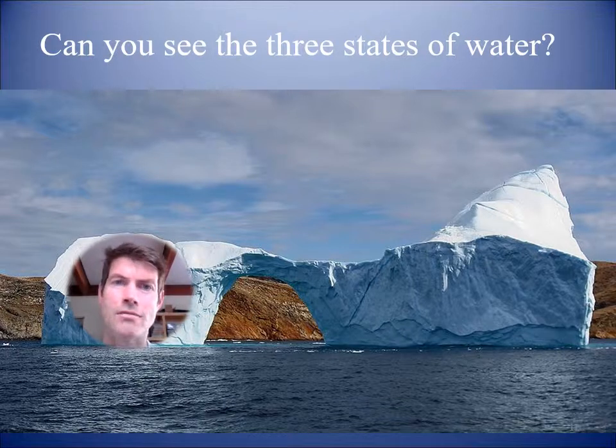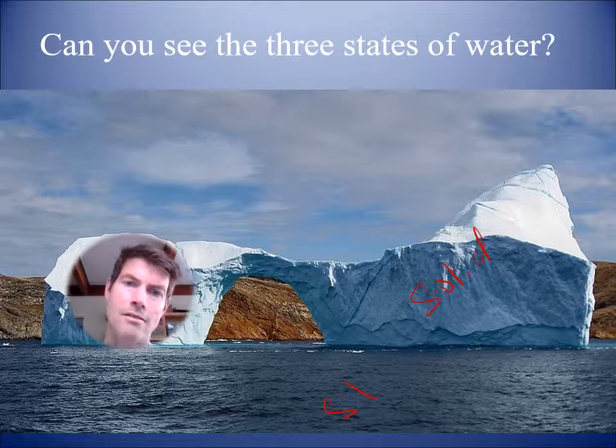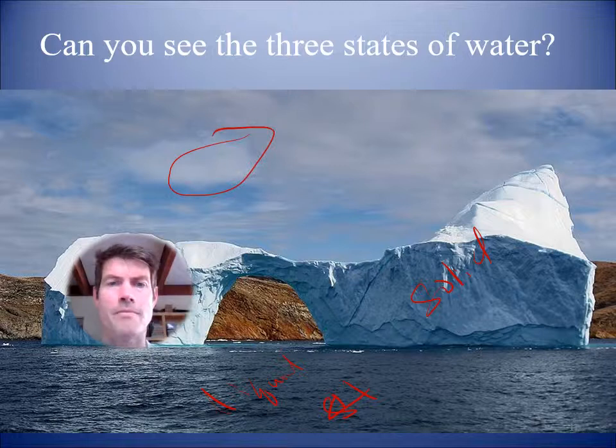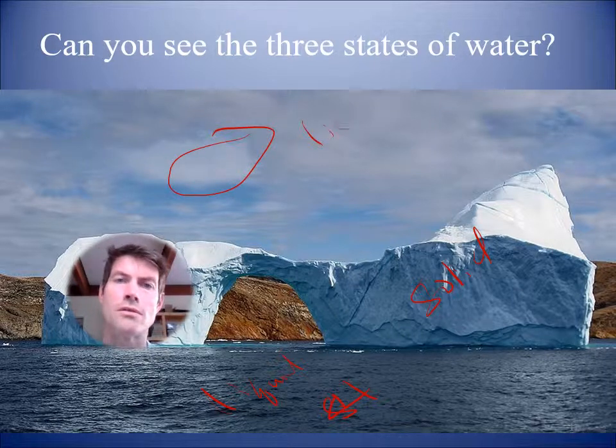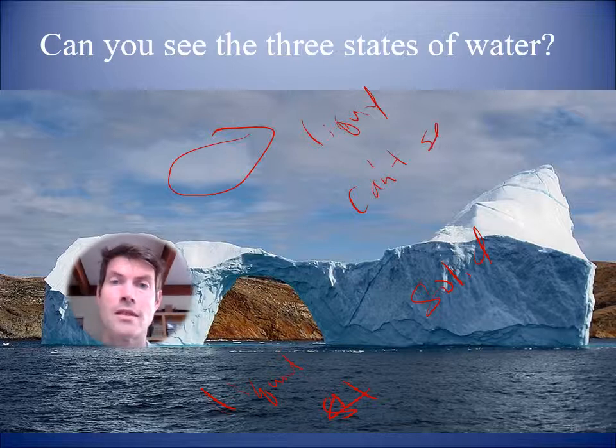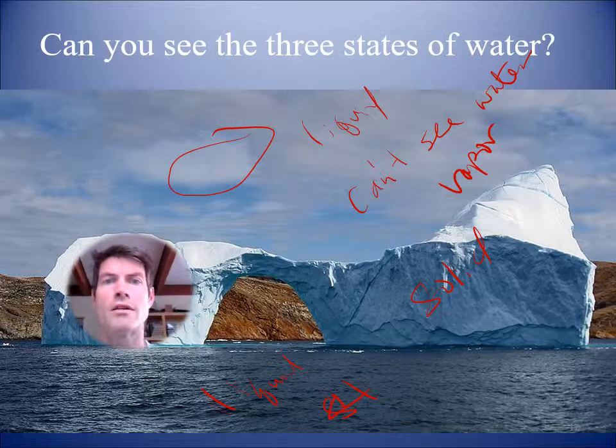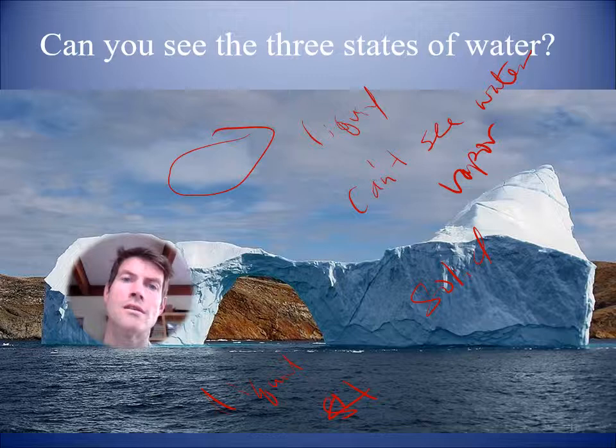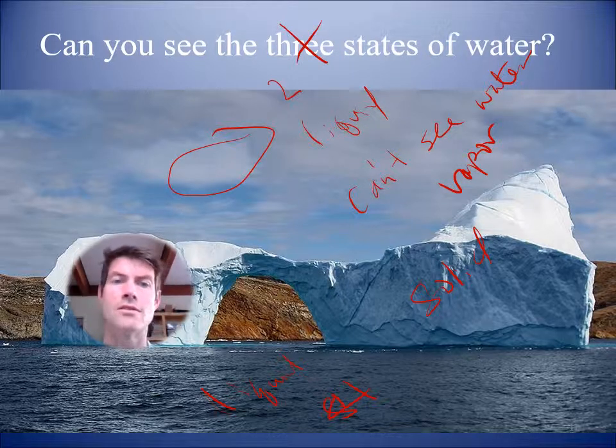So the three states of water. So solid we have right here. You got liquid. And you might say the clouds are gas, but that's actually also liquid. And the thing is, you can't see vapor. So you can't see the three states of water here. You can't see three, but you can see two states of water.